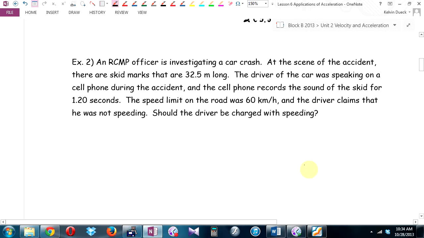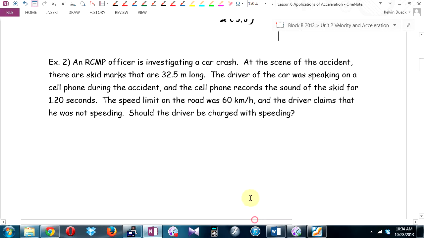Example 2. Accident investigation. So an RCMP officer is investigating a car crash. At the scene of the accident, there are skid marks that are 32.5 meters long. The driver of the car was speaking on a cell phone during the incident, and on the cell phone digital record, you can hear the sound of the skid for 1.2 seconds.